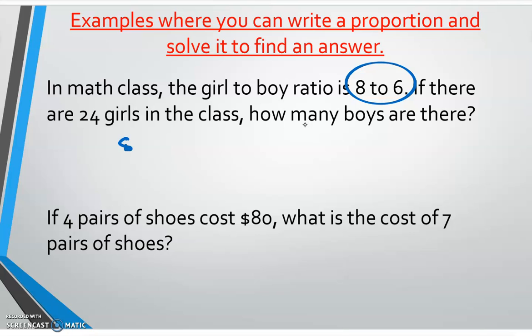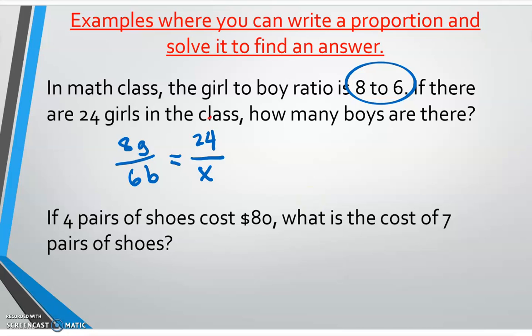So I'm going to say 8 girls, 6 boys, right, is equal to, it says if there's 24 girls in the class, how many boys are there, right? So that's going to be equal to, we know there's 24 girls in the class, so I'm going to put that on the top. See how girls are on the top in each ratio. Over, we want the boys to be on the bottom in the second ratio here. So we don't know how many boys are in the class, right? So we're going to say x. And that's what we're going to solve for. So how are we going to solve?